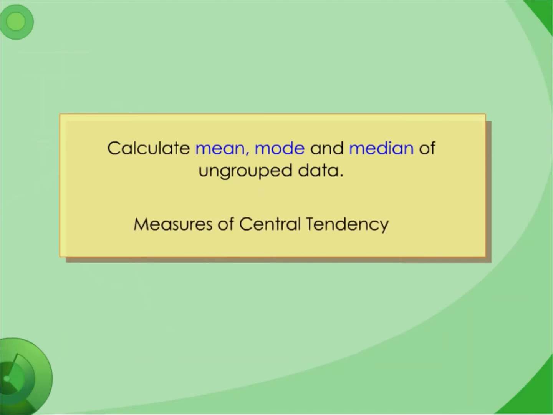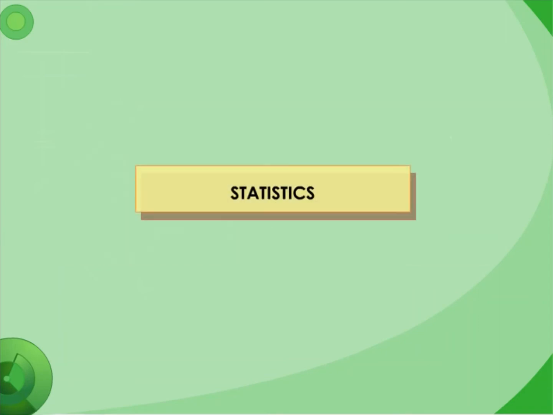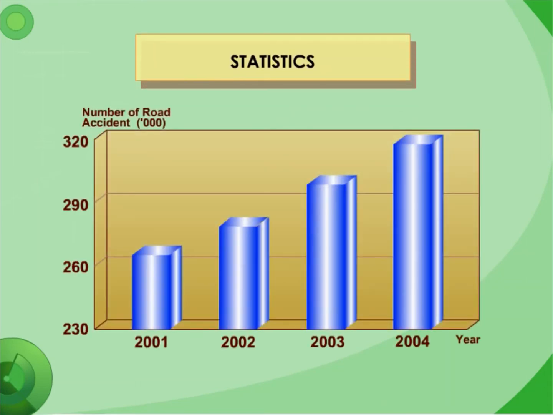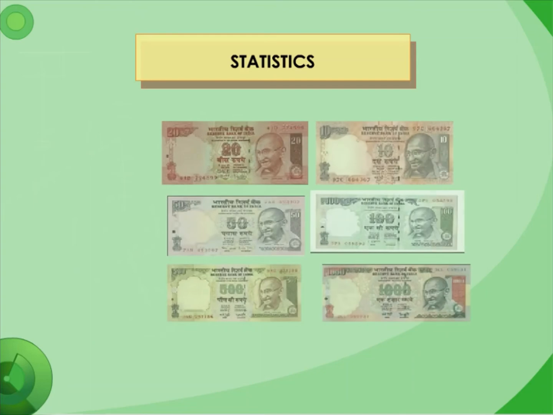Mean, mode, and median are also known as the measures of central tendency. What is the difference between them? Statistics is all around us. In fact, whether we realize it or not, we are actually using statistics in our daily life.